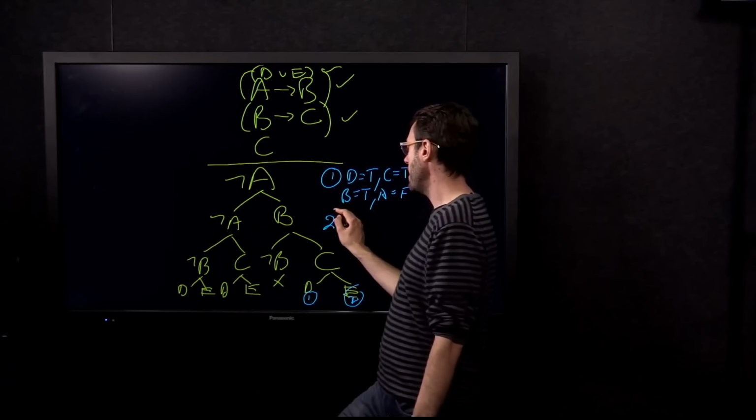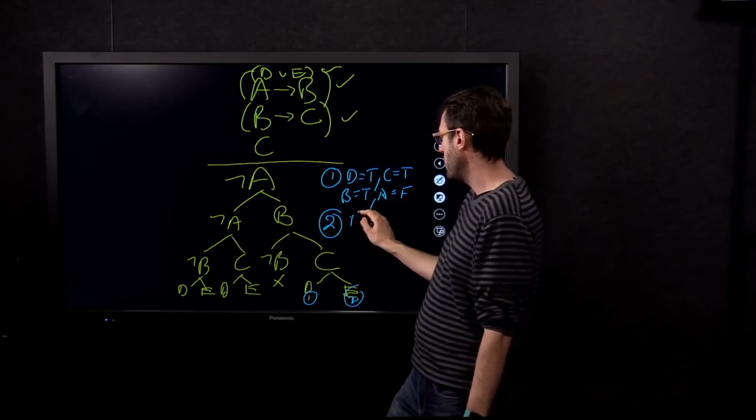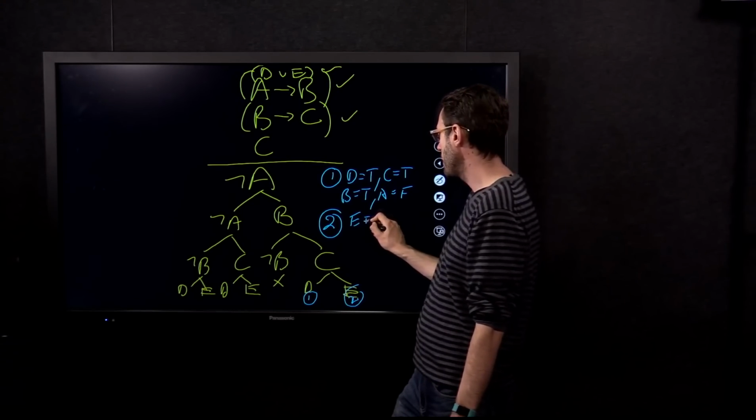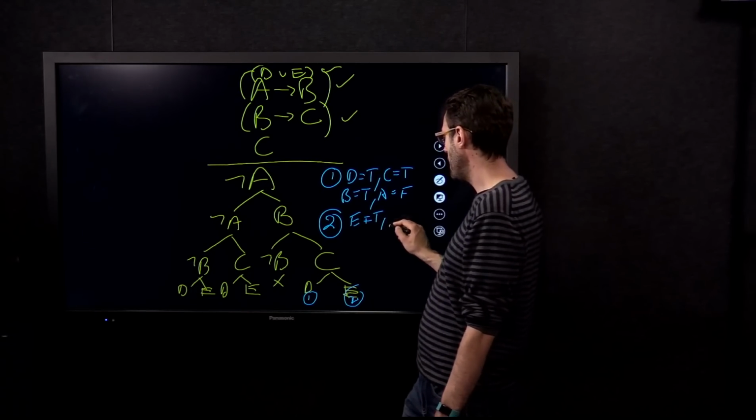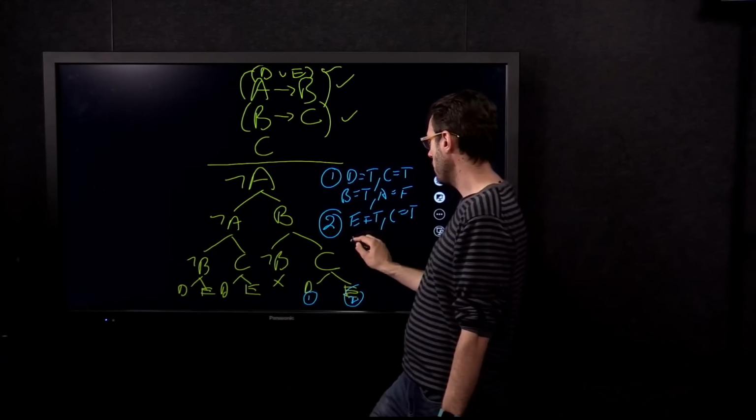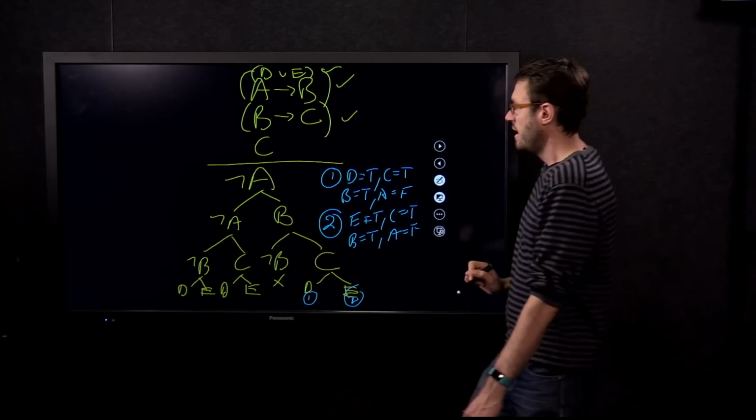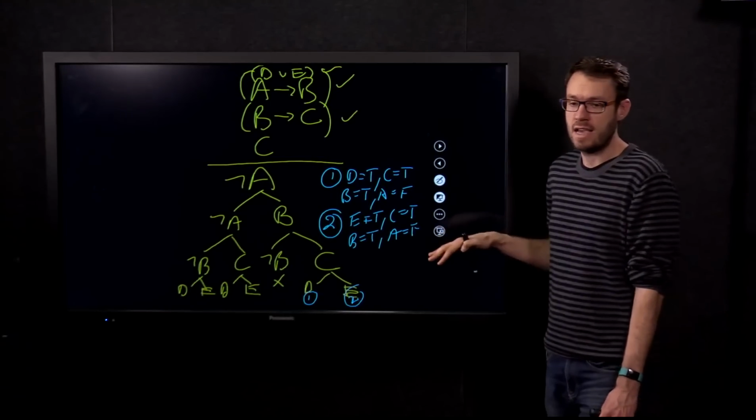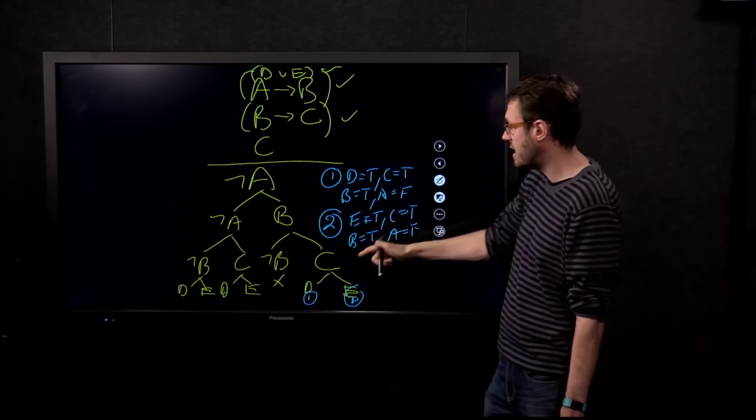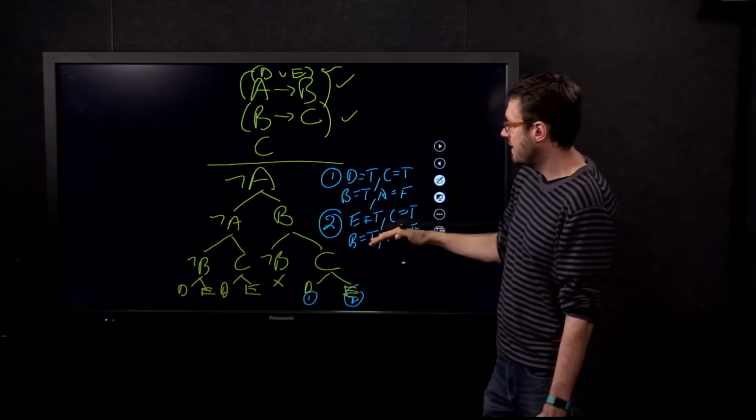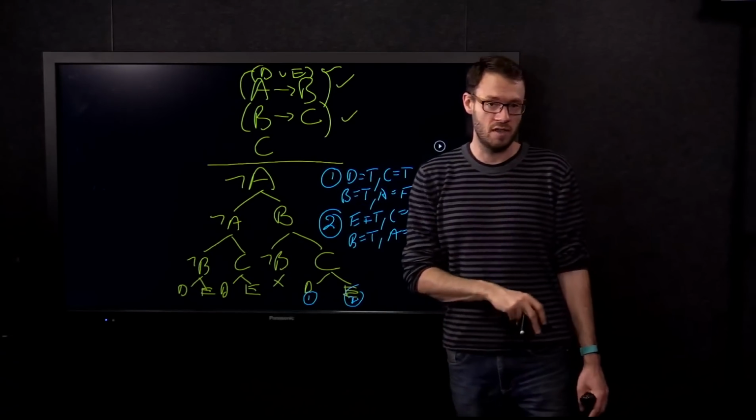And now the second counterexample, which I've called 2, is reading off this right-hand branch upwards. What we've got here is E equals T, so E is true. We've got C is true. We've got B is true. And we've got A is false. Now the big difference between these two counterexamples is that for the first counterexample, I've got a value for D, but I don't have a value for E because E does not appear on that branch. And for the second counterexample, I've got a value for E, but I don't have a value for D because D doesn't appear on that branch.